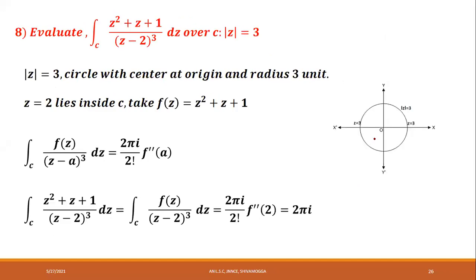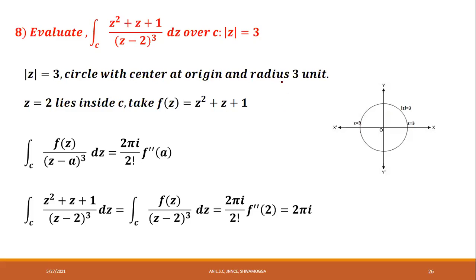Evaluate integral over c z square plus z plus 1 divided by z minus 2 whole cube dz over c such that modulus of z is equal to 3. This is the problem. It's a question paper problem. Integral over c z square plus z plus 1 divided by z minus 2 whole cube into dz over c such that mod z is equal to 3.